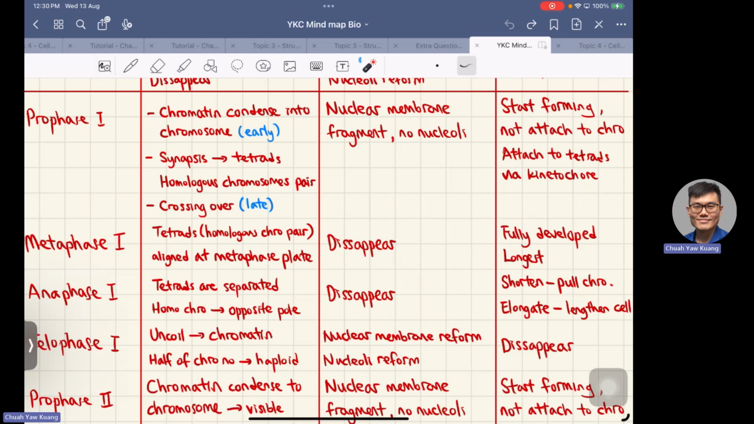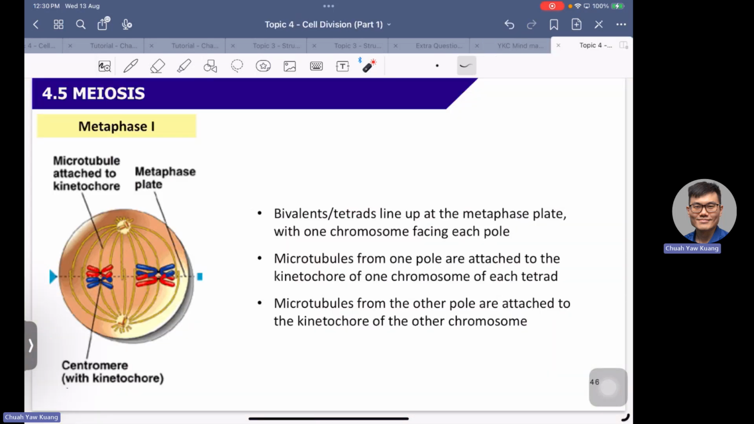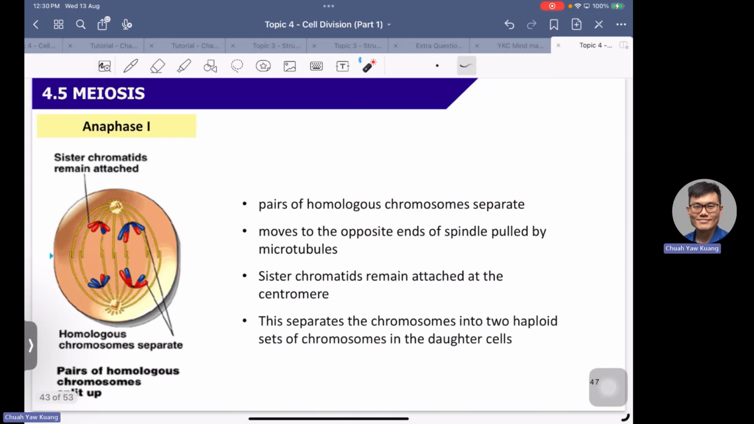Okay. Then in anaphase 1, what is being separated? In anaphase 1, it is the homologous chromosome pair being separated. So it's the homologous chromosome being pulled to the different pole. So in the picture, this is one of the keys. In the picture, you can see that it is what? It's a butterfly. Butterfly being pulled.